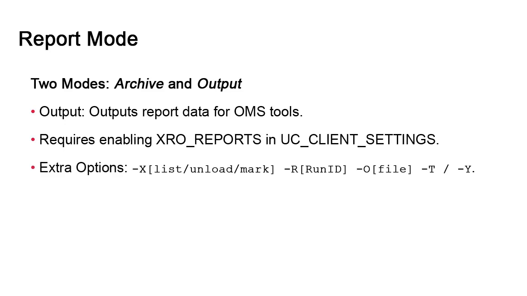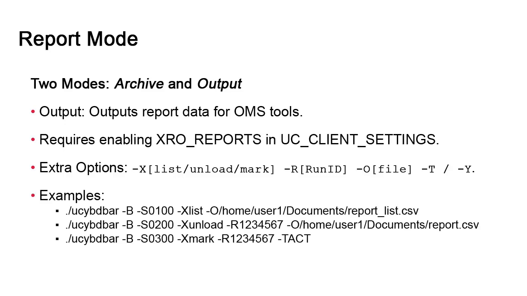The options needed for the report mode are -X with one of the three extensions: list to list the reports, unload to export a specific report, and mark to mark a report as archived. The -R option is required for the run ID for unload and mark, since these commands only apply to individual task executions. The -O option is the output path and file name. Finally, there are two options, -Y and -T, which allow us to apply certain filters, like status and report type. These last two are optional. We have provided examples, which we will show in the demo.